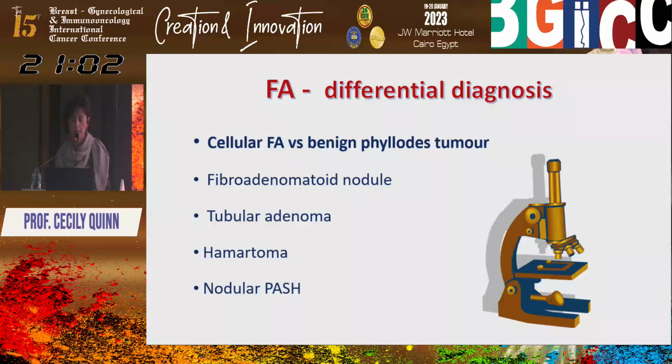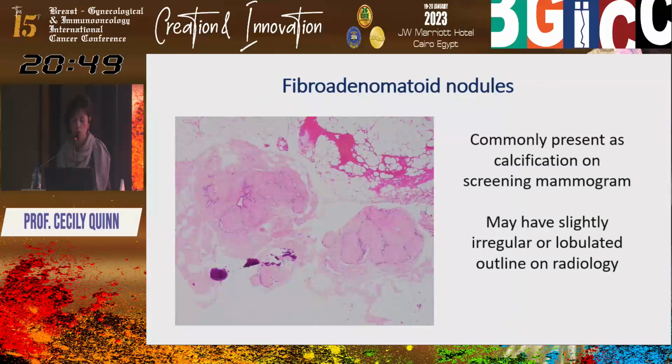So the differential diagnosis is clearly the big differential is cellular fibroadenoma. Other differentials are fibroadenomatoid nodule, tubular adenoma, hamartoma, and nodular PASH. So in the interest of time, I'll just show the pictures quickly on those. Fibroadenomatoid nodules very often present with calcification. They, interestingly, sometimes come as R4 lesions because they're composed of coalescent nodules, and they may look irregular or have a lobulated outline on radiology. But we see these very frequently as a cause of calcification that presents through screening.